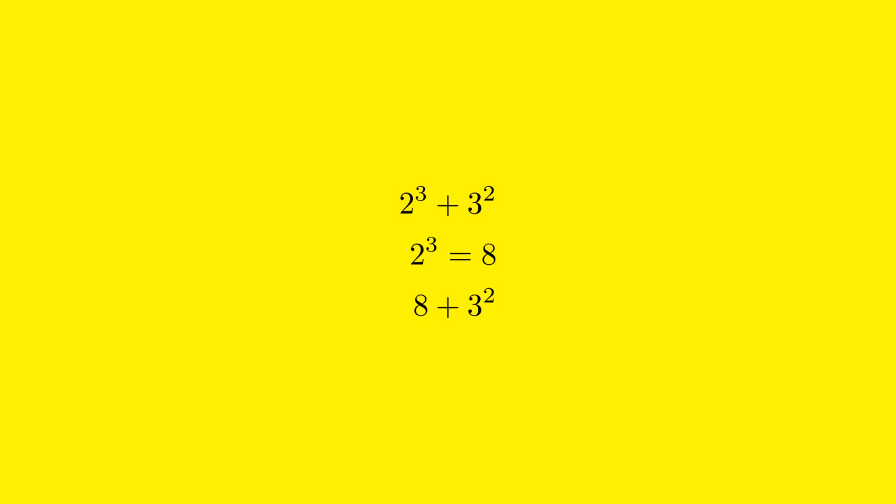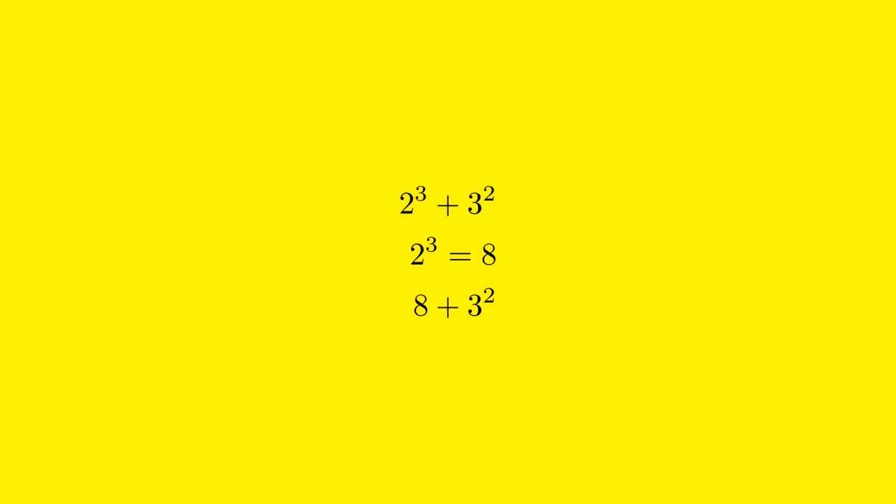To begin simplifying the expression 2 raised to the power of 3 plus 3 raised to the power of 2, we first need to handle each term separately. Let's break this down step by step. The expression we are starting with is 2 raised to the power of 3 plus 3 raised to the power of 2. Step 1. Evaluate 2 raised to the power of 3.